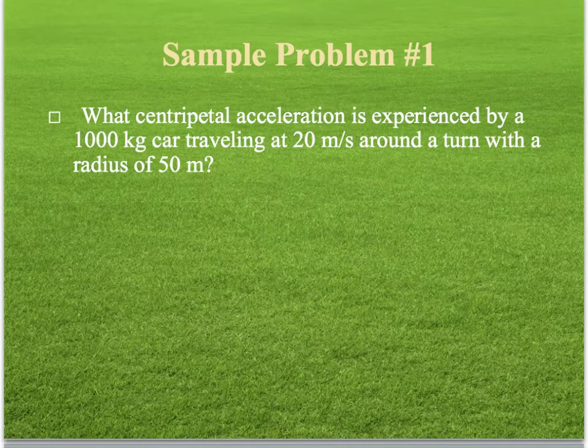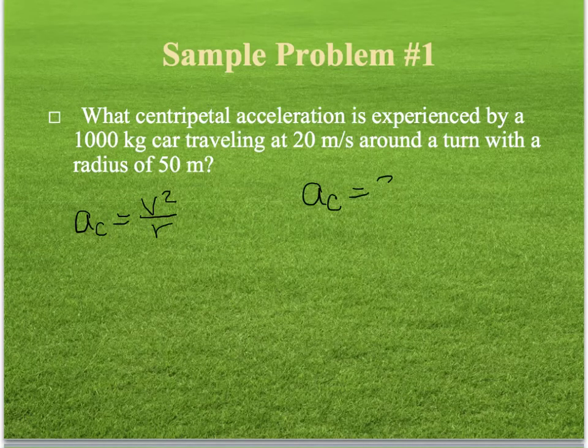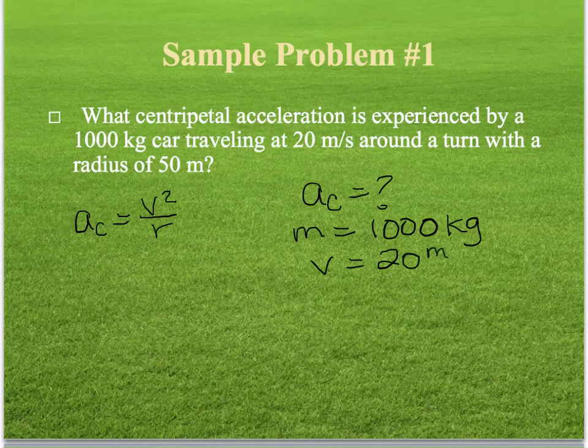So let's solve a couple sample problems. We have the equation centripetal acceleration is equal to v squared over r. So let's read our problem. What centripetal acceleration, so that's what we're looking for, is experienced by a 1,000 kilogram car, so that must be its mass, traveling at 20 meters per second, so that's its speed, around a turn with a radius of 50 meters.